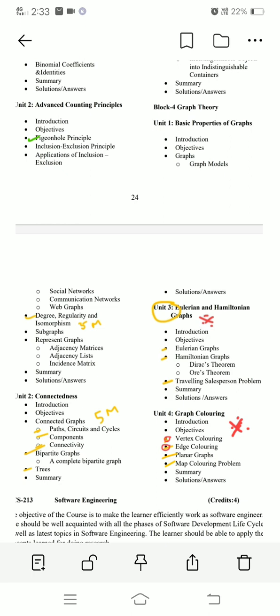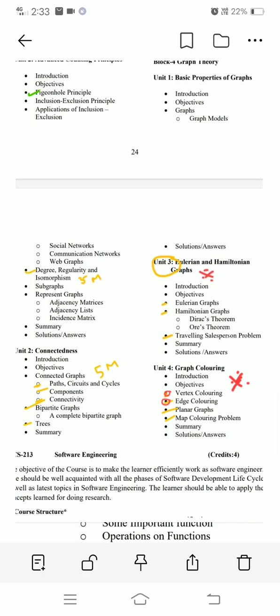And next, degree, regularity and isomorphism. They are all very easy questions. You should not miss them, and this will come for the 5 marks. Even in the 2-mark questions they ask the same, like path, circuit, cycle, components, everything. A path is vertices connected by edges, and a circuit starts and ends at the same vertex. The cycle means a closed path where vertices do not repeat, like starting with B, C and again ending at A. So that is a cycle. These questions are simple concepts, you can easily score in them.